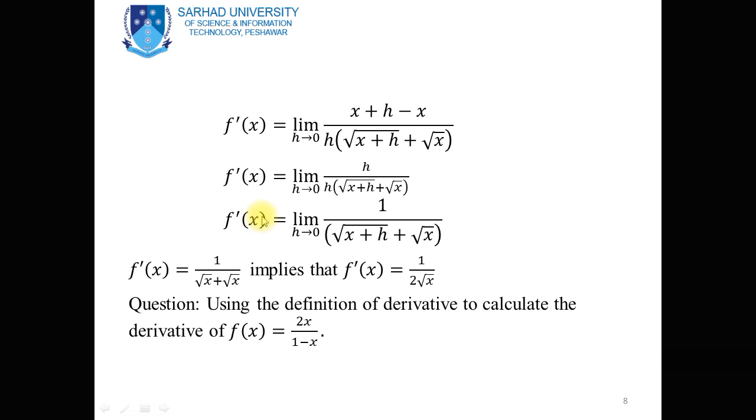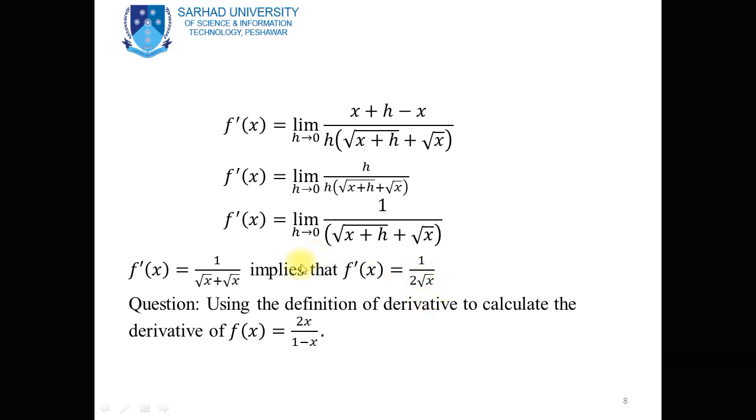Now we put the limit h tends to 0 in the expression 1 over under root x plus h plus under root x. So putting limit h tends to 0, we obtain 1 over under root x plus under root x. Under root x plus under root x will be equal to 2 under root x. So the derivative of the given function is equal to 1 over 2 under root x.